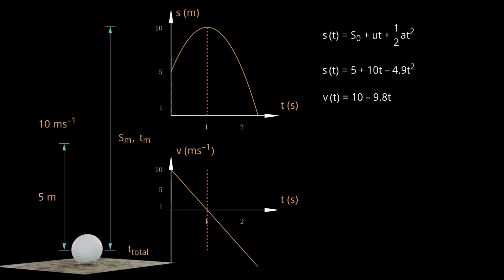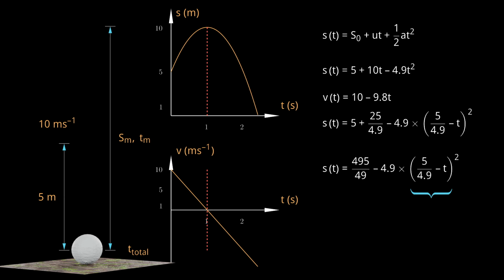Let's start by using the displacement equation to find both the time and maximum height. To do this, we need to rewrite the expression as follows. If you recall from the previous example, the maximum displacement is obtained when the term inside the bracket equals 0. The term inside the bracket becomes 0 at 1.02 seconds. At this instant, the ball reaches its maximum height of 10.1 meters.